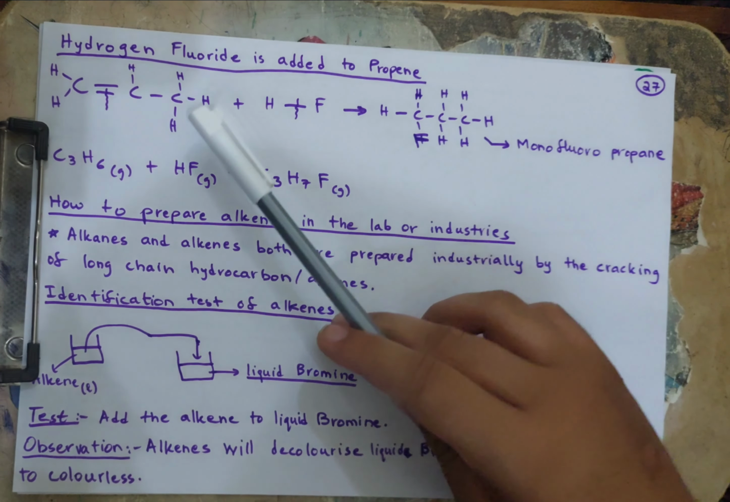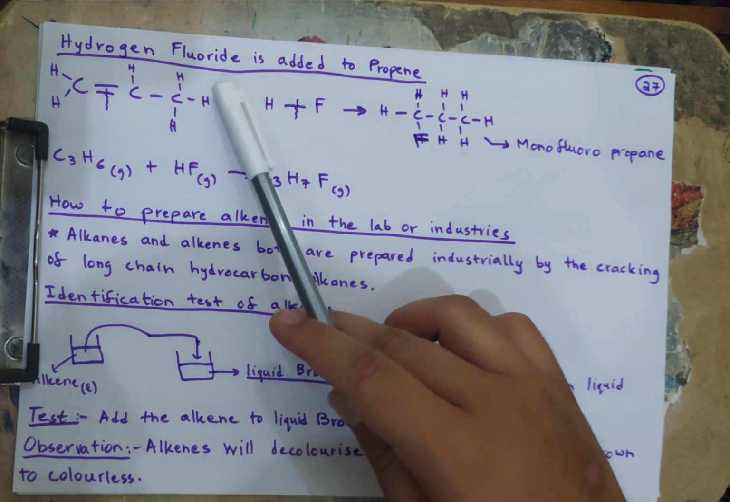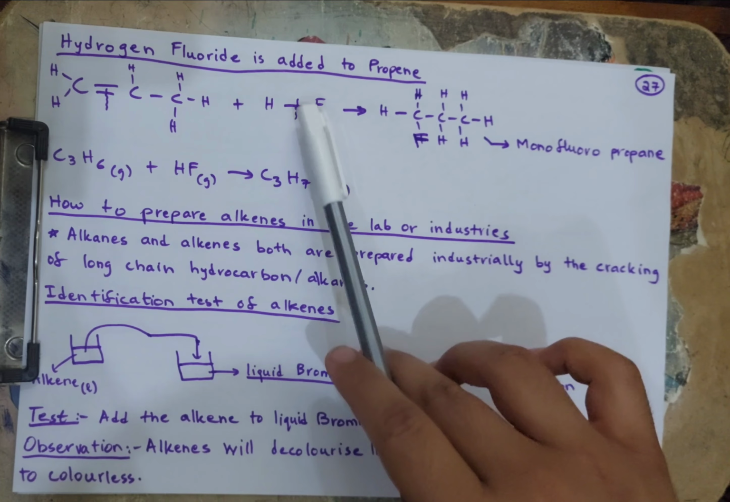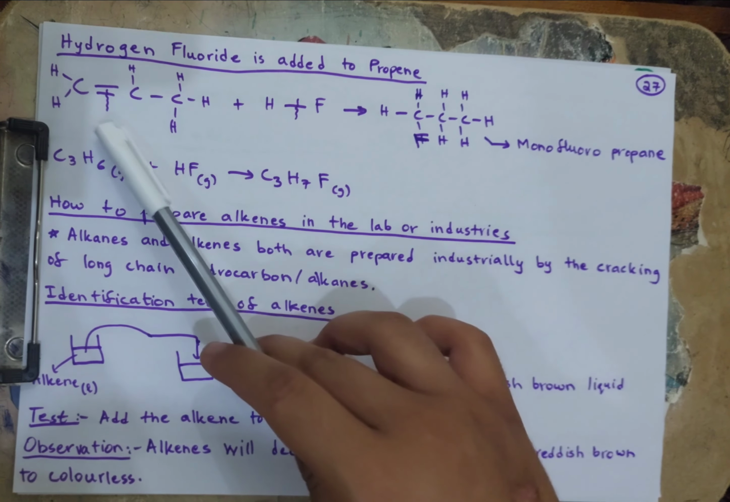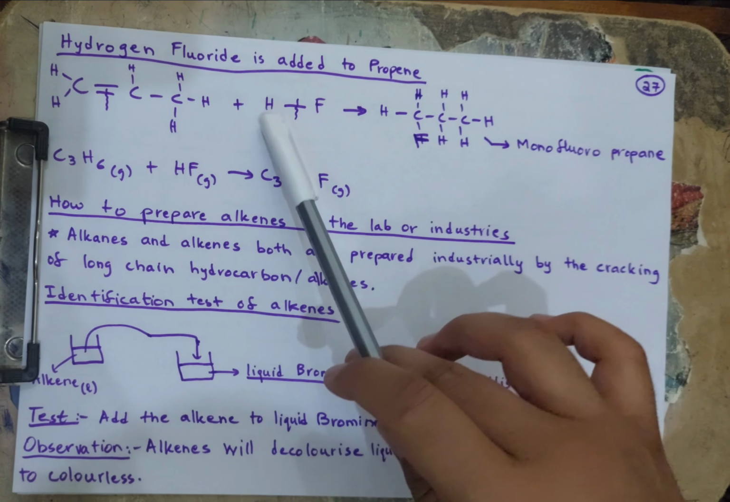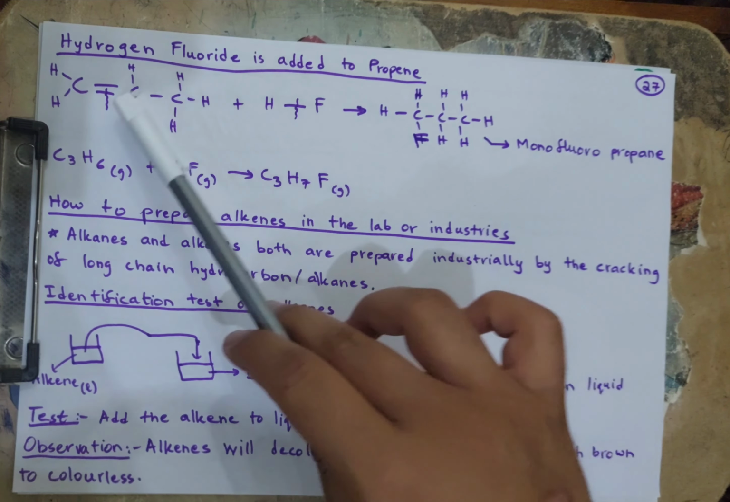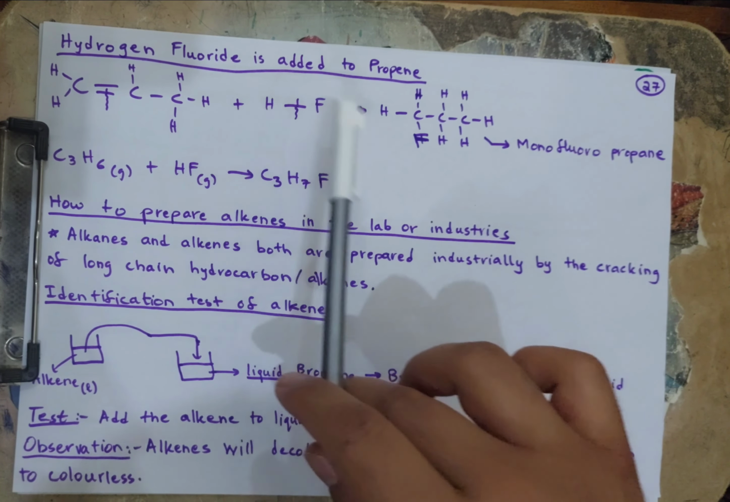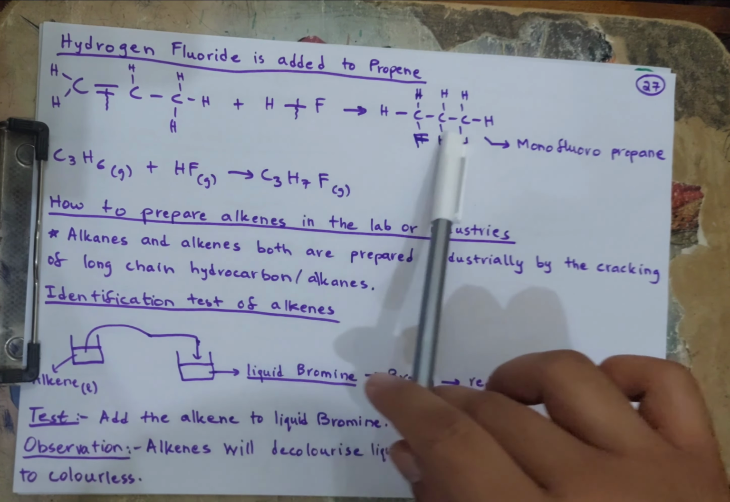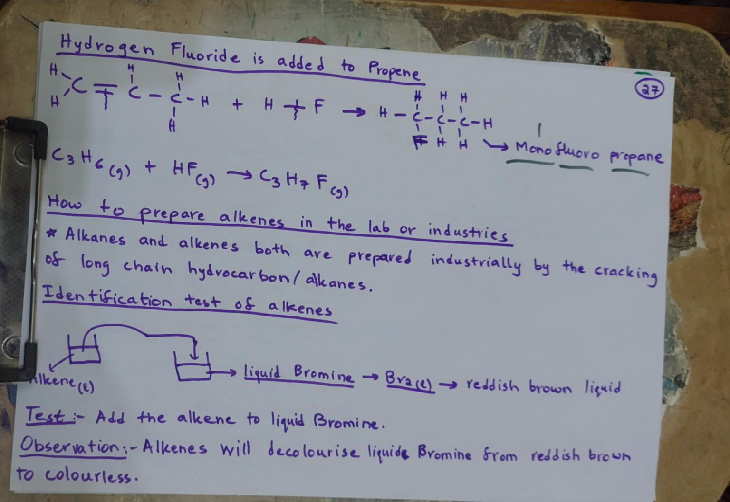Now the last example we have here is that we add hydrogen fluoride to propene. So here is our propene, hydrogen fluoride is being added, the HF single covalent bond will be broken down. The carbon-carbon double bond will be broken down, H is added to one of the carbon atoms, F is added to the other carbon atom. So this is formed. Here an alkane is formed but with one fluoro, not two, one fluorine attached with it. So we name it mono, meaning one fluoro attached with propane: monofluoropropane.